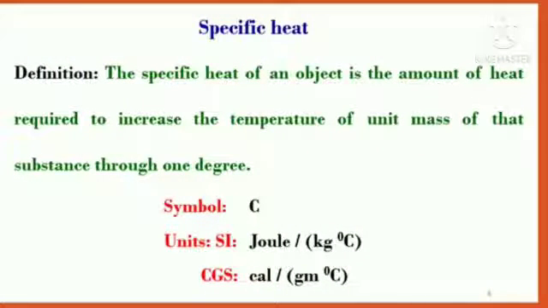Specific heat. The specific heat of an object is the amount of heat required to increase the temperature of unit mass of that substance through 1 degree, and it is represented by the symbol C. Its unit in SI is joule per kilogram degree Celsius, and in CGS is calorie per gram degree Celsius.